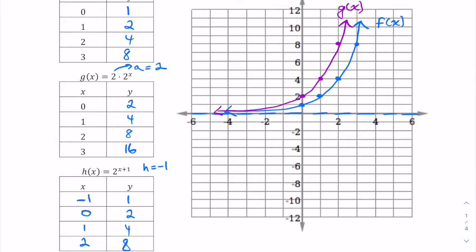You could also verify this by plugging in the new x values into the equation for h of x, and you will get these y values. I'm going to go ahead and plot them on the grid provided. So we've got -1, 1, 0, 2, 1, 4, and 2, 8.